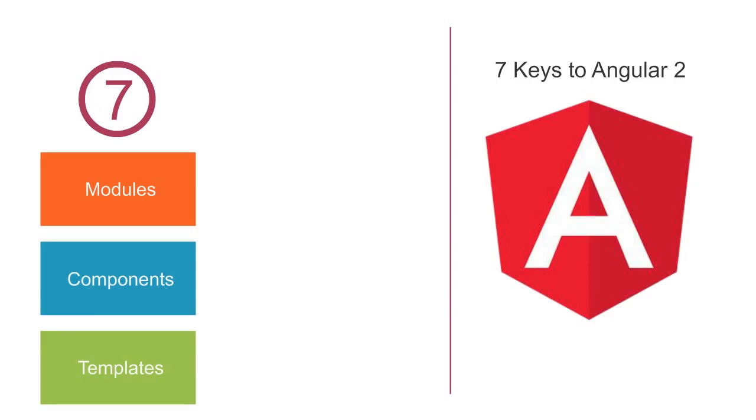And then components. Components are the visuals of all of our application. Components are made up of code and the templates. The components themselves are the JavaScript or the TypeScript. And then the templates are our HTML. So we put those together, and those make up the visual representation of our application. And that's really the heart of Angular 2.